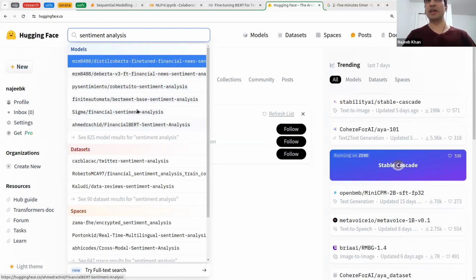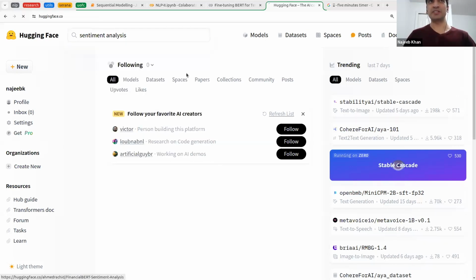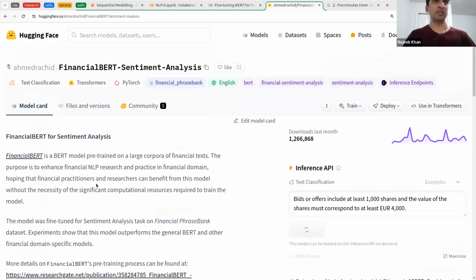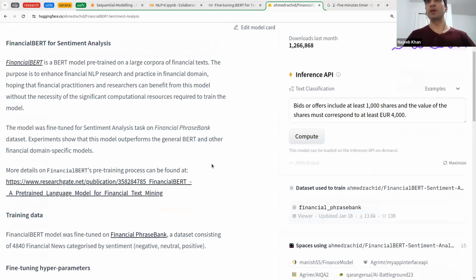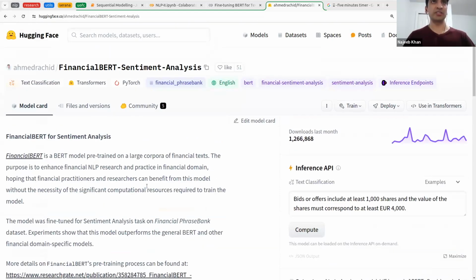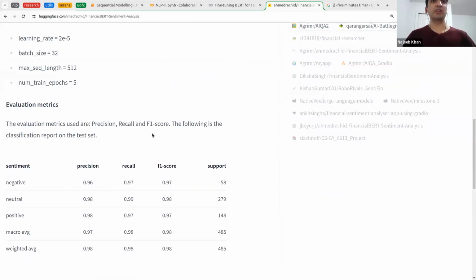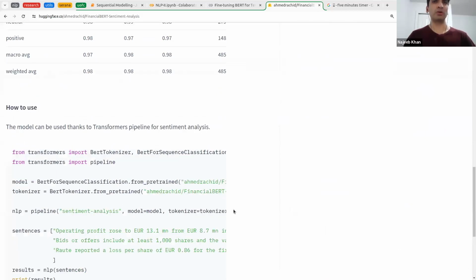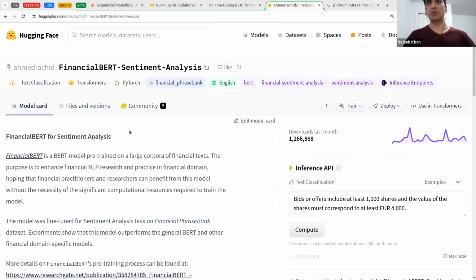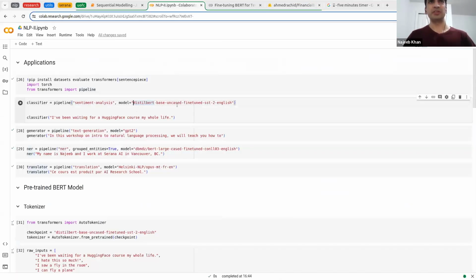You could try out, for example, this financial BERT sentiment analysis model, and click on it. You can read about what data it was trained on, who the people are who trained this model and open sourced it, what the performance metrics were, and what data sets it was used on or trained on. Mostly all that information is in here. In our case, we are just looking at the DistilBERT model, which is a light version of the BERT model, and we are using it for sentiment analysis.